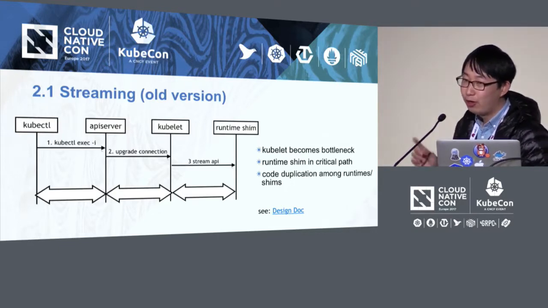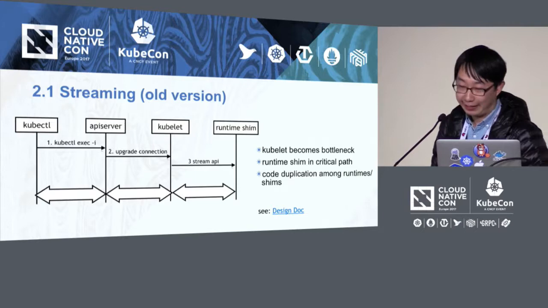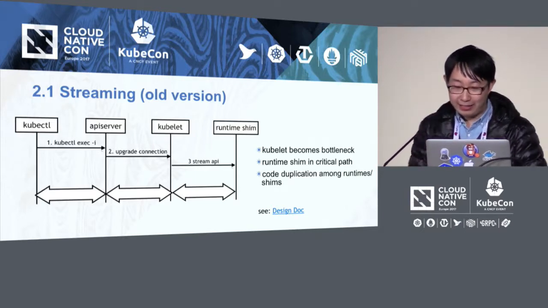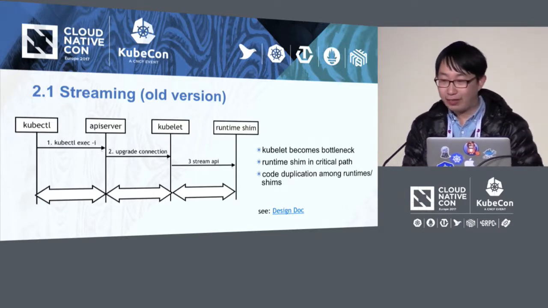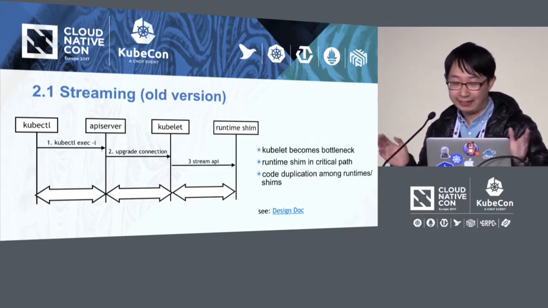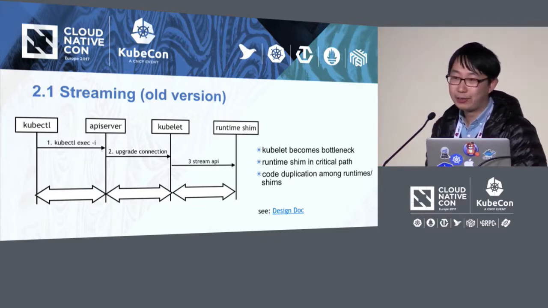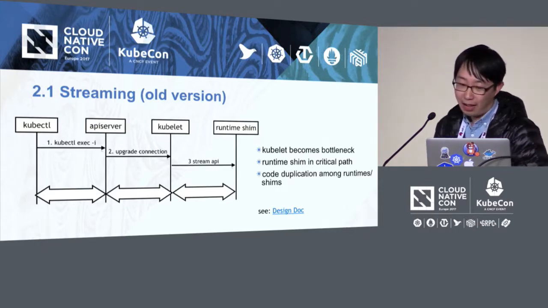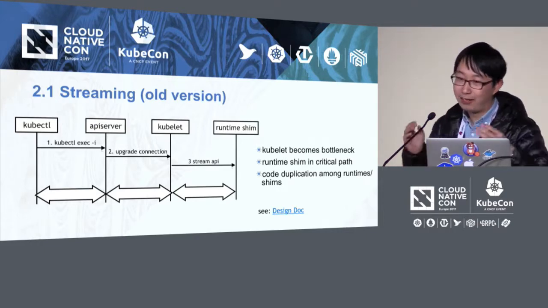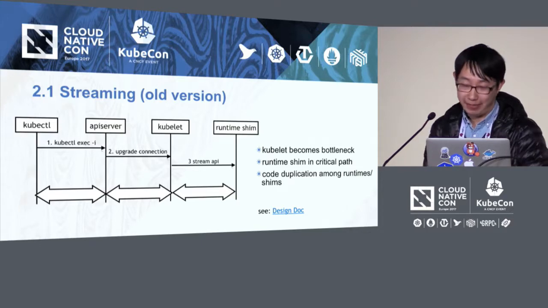So first of all, Kubernetes will actually become the bottleneck. And on the other hand, you can also see here, the runtime machine is also standing in the critical path of this API call. So this actually brought us severe performance problems when there are a lot of streaming APIs running at the same time.